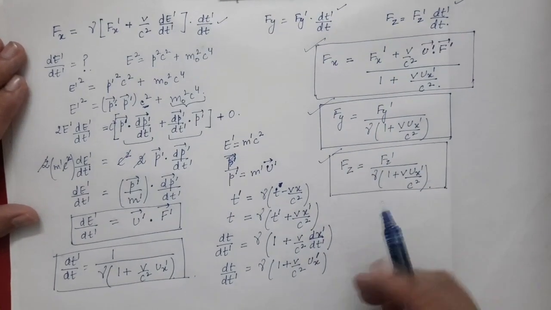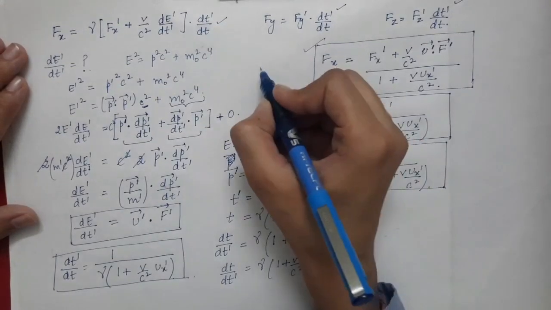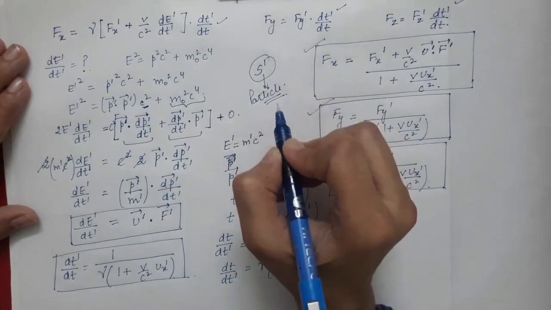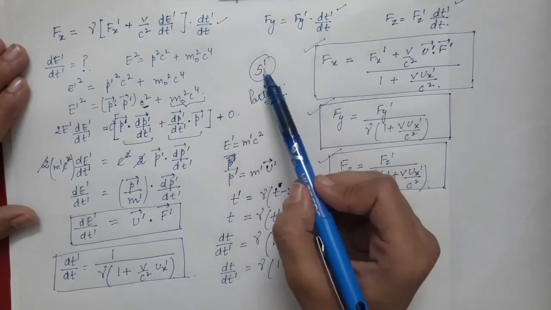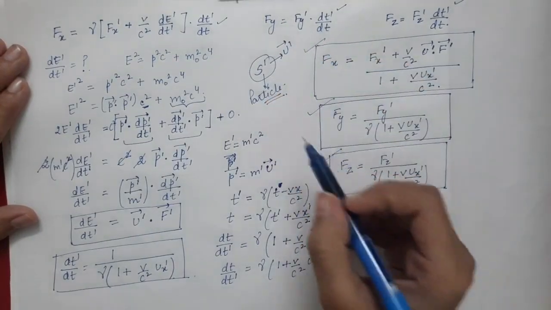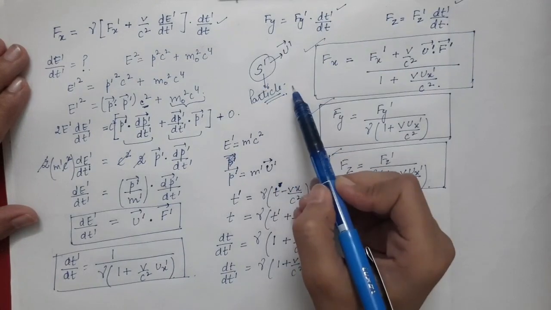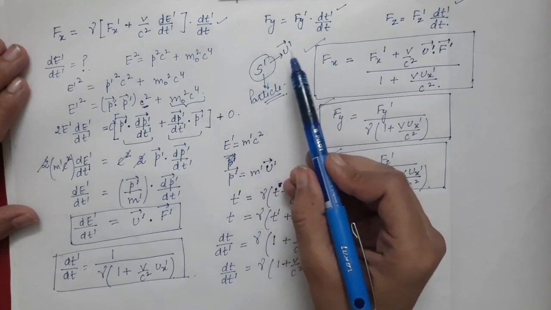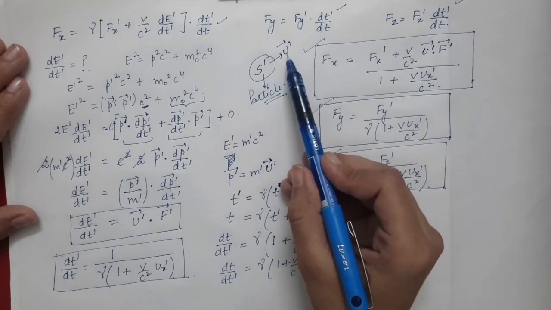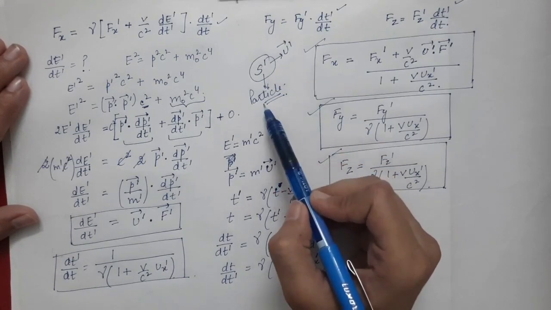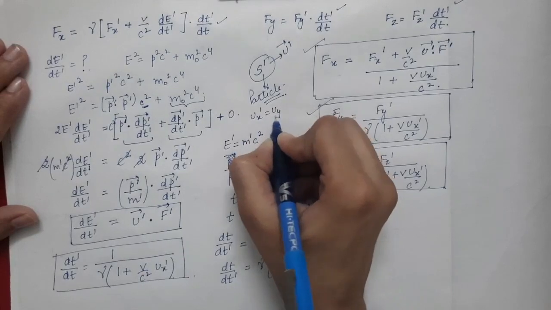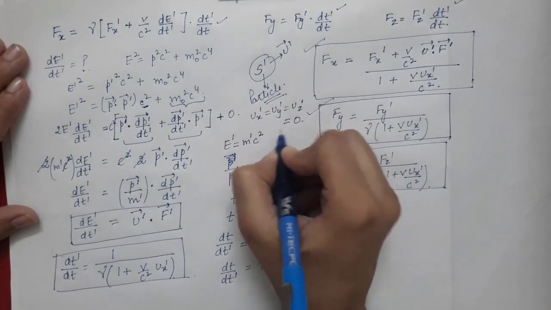As we said, at the end of the derivation we are going to take the S' frame as the particle frame, the frame in which the particle is at rest. We had taken S' as the frame in which the velocity of the particle is u', but now we suppose that S' is the particle frame, the frame in which the particle is momentarily at rest. So at any instant of time its velocity is equal to 0, which means u' is equal to 0. So ux' = uy' = uz' = 0.